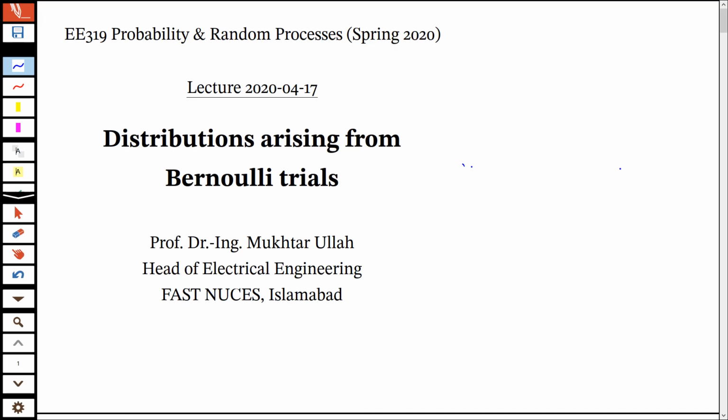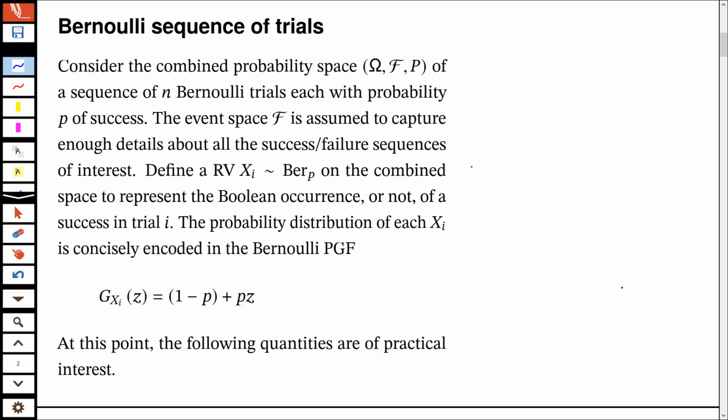Hello guys, let us continue with our discussion of a sequence of Bernoulli trials. At the end of our last lecture, we wanted to set up the stage for different distributions that could arise from a sequence of Bernoulli trials. By definition, the sequence of Bernoulli trials are independent trials, independent and identical.